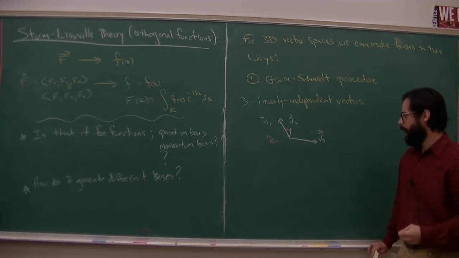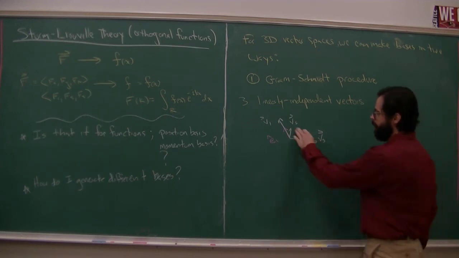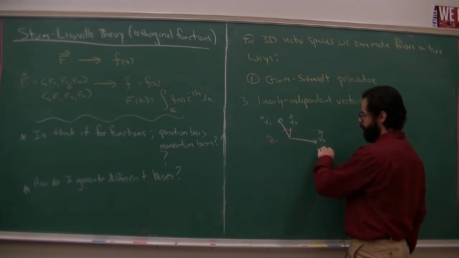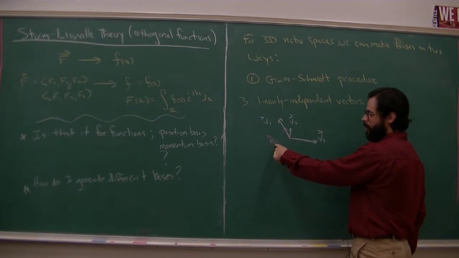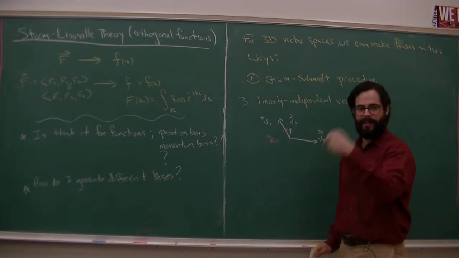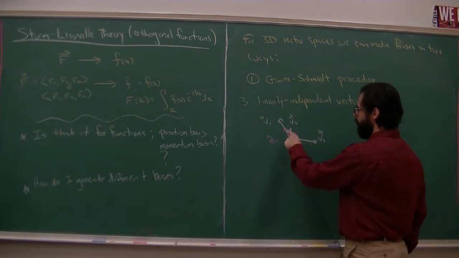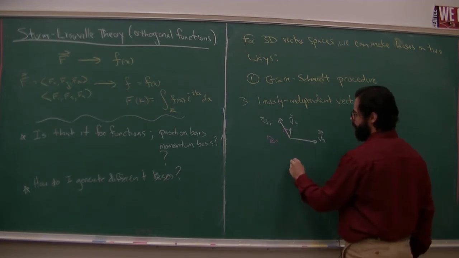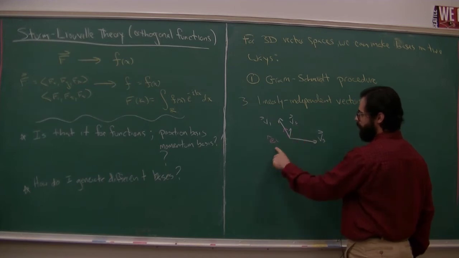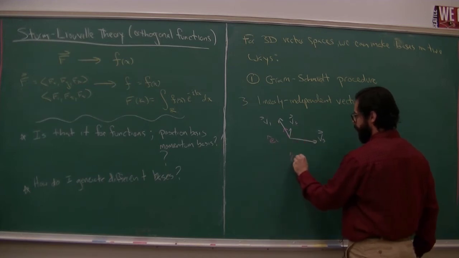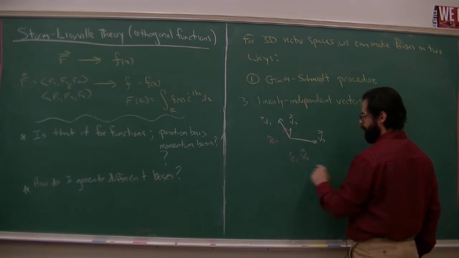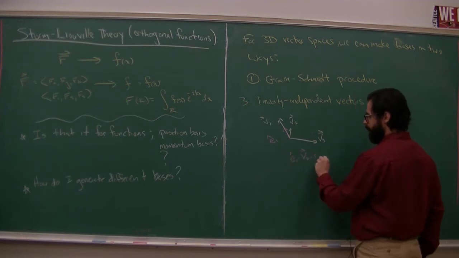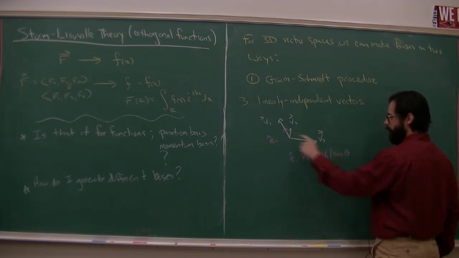So after I have e1, now I need to figure out how to turn v2 and v3 into things that have 2 properties. They're perpendicular or orthogonal to e1, and they're also normalized, so they're of unit length. Unit length is easy. The perpendicular part is not so easy. So essentially what I do is I realize that the part of v2 that lies along e1 can be given by the dot product. Right? So that's the part of v2 that lies along e1. So that's v2 cosine of the angle in between them.